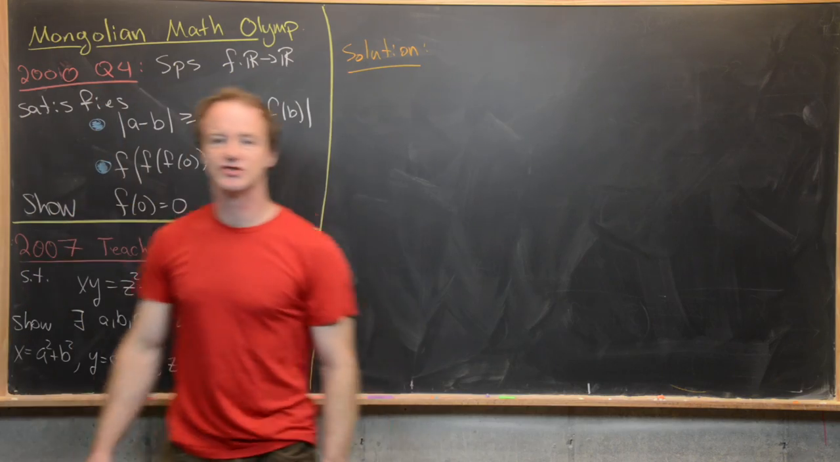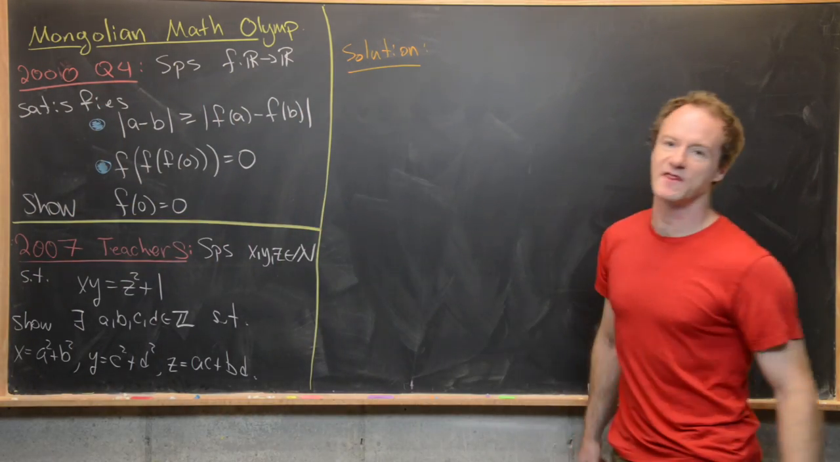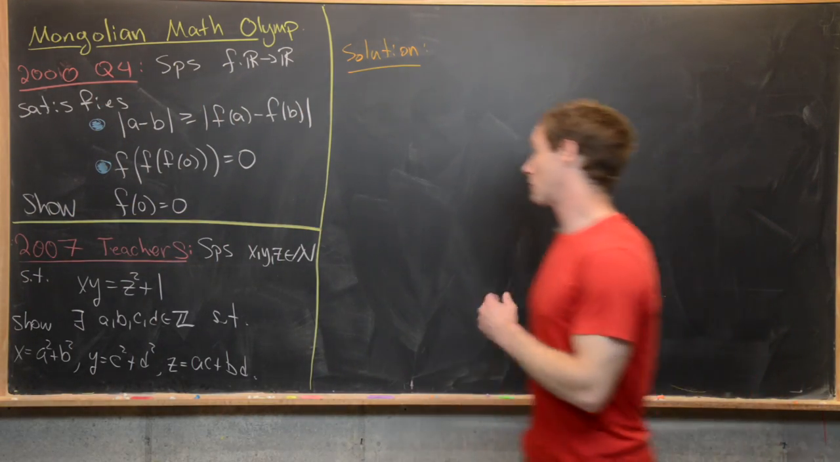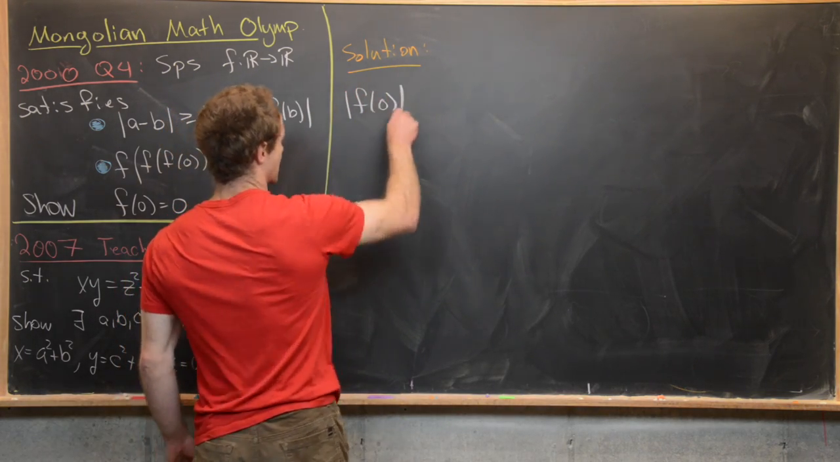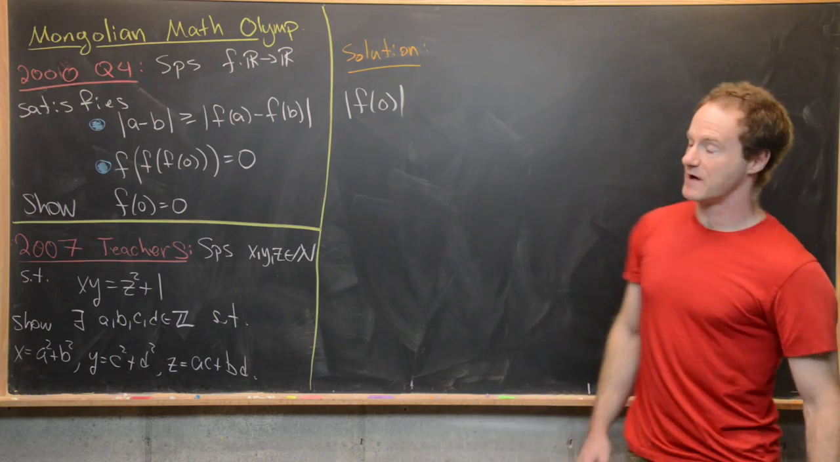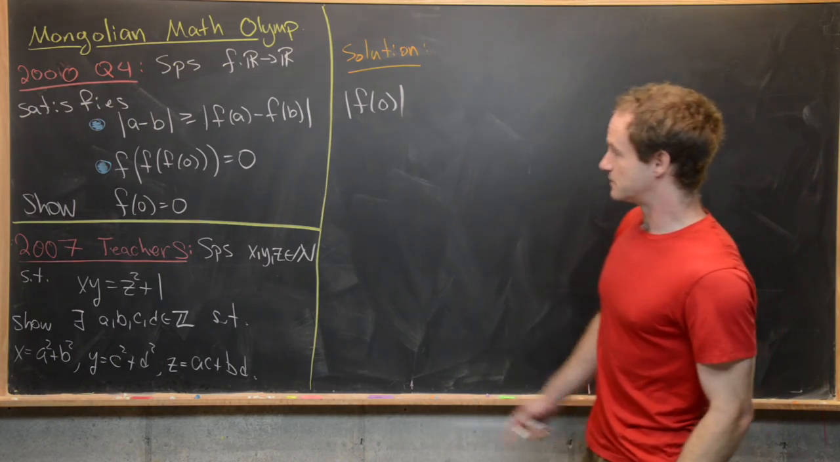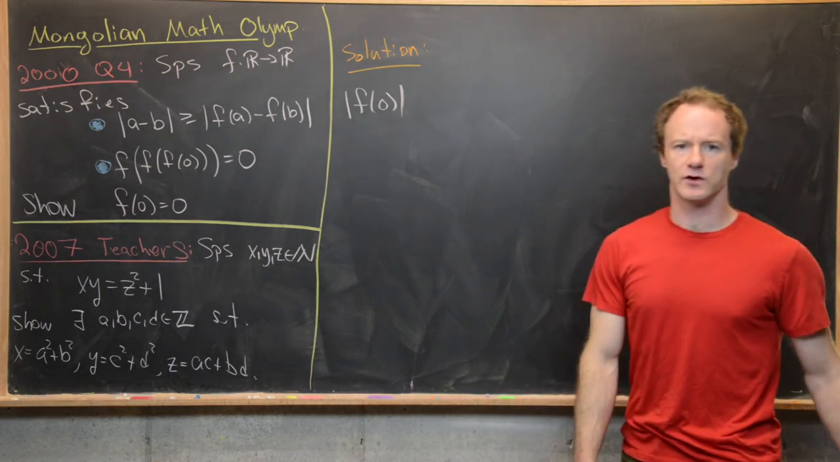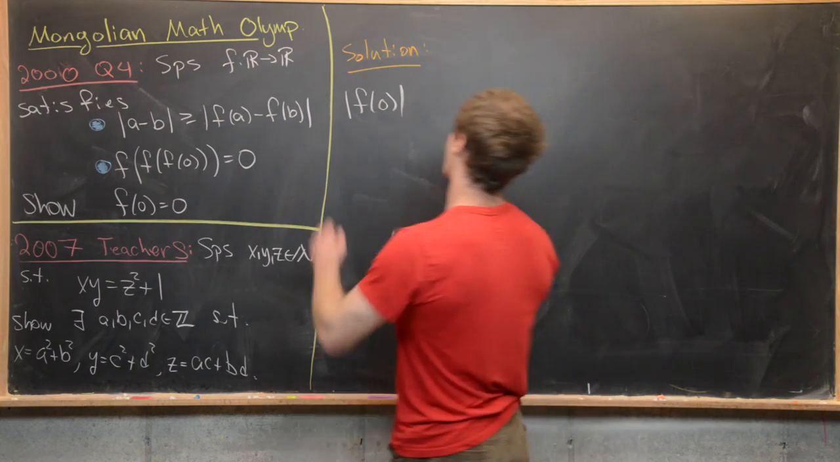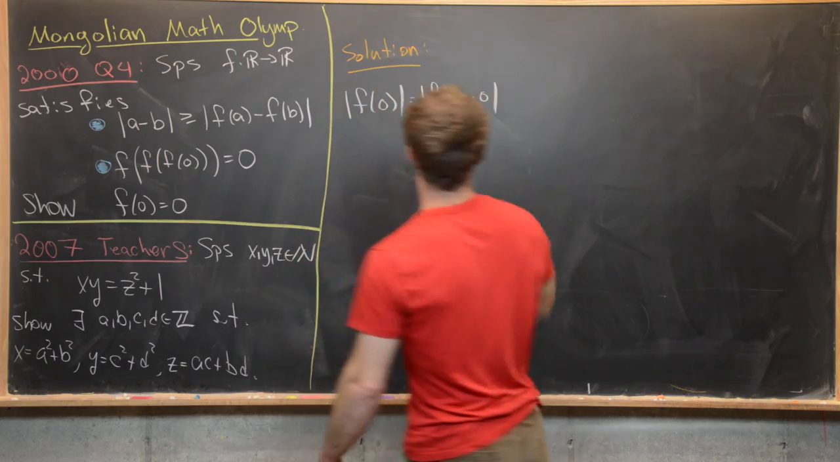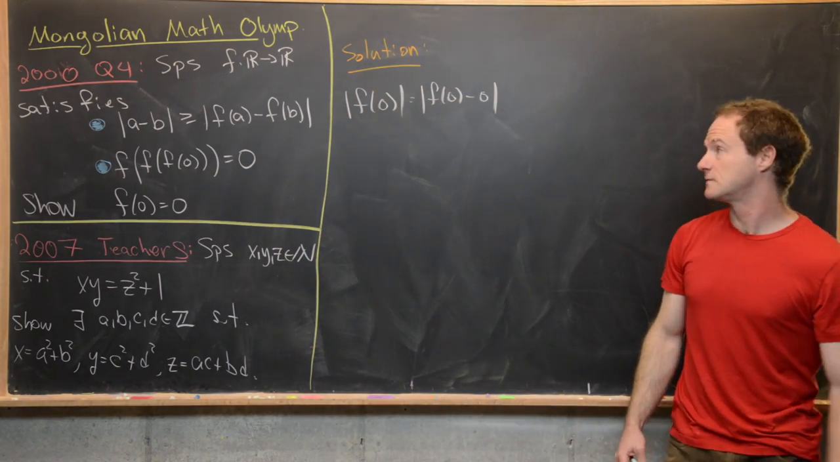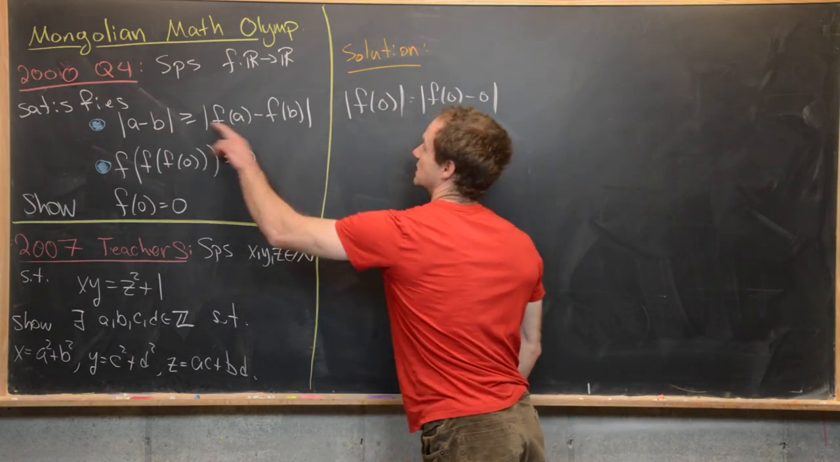Okay, now we're ready to jump into a solution starting with this first one. So I want to start with kind of our goal, which is f of 0, but I'm going to call it absolute value of f of 0 because that's going to allow me to use this inequality over and over again. So now I'm going to rewrite this as the absolute value of f of 0 minus 0. So that's pretty trivial.